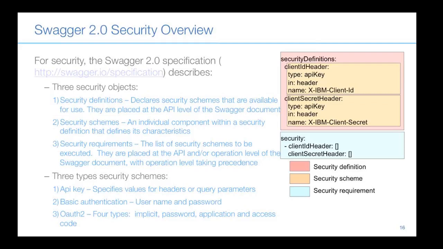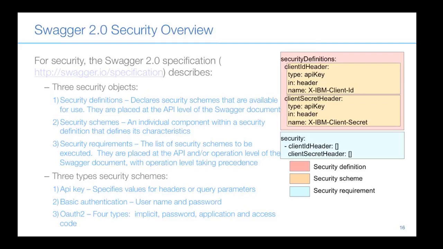So the micro gateway uses Swagger 2.0 for its security. As Libra just mentioned, it operates in the pre-flow component. If you're familiar with Swagger 2.0 security, it basically defines three different types of objects. The first is known as a security definition, which declares security schemes that are available that you can use. Those are always at the API level. So basically, this is sort of your library or your palette of available security schemes that you can use later on in the security requirements.